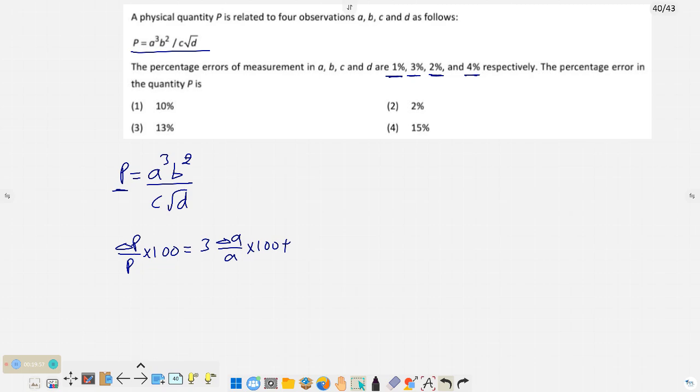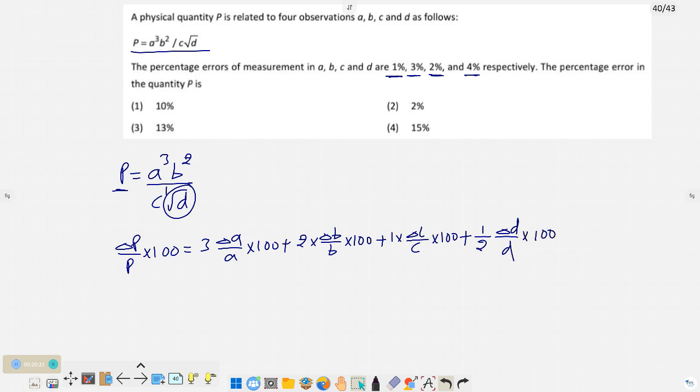plus B value raised to 2, so the error will be repeated 2 times, that is 2 into delta B by B into 100, plus C value, the power is 1 here, so the error will be repeated 1 time, 1 into delta C by C into 100, plus because error is always additive, in this case D, root D means D power 1 by 2, so the power of the D value is 1 by 2, error in the D value is half into delta D by D into 100 percentage error.